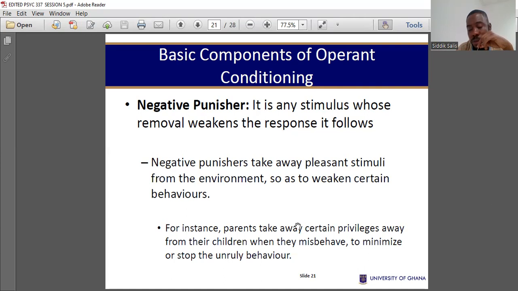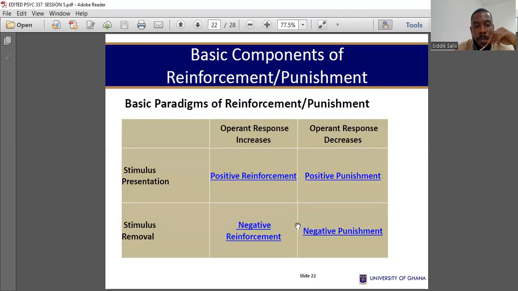What are some examples? The kid does something, you're like, okay, I'm taking away your allowance. You're not going to get allowance for this week. Or you take away the video game. Or you reduce the money you give him for lunch. Anything at all you take away from the person, so that the person will feel the heat. Right, so that is negative punishment.